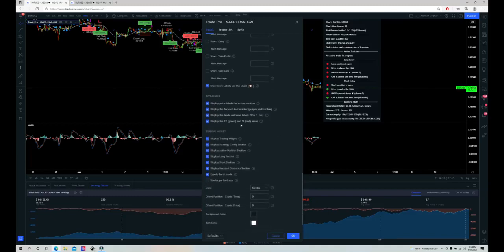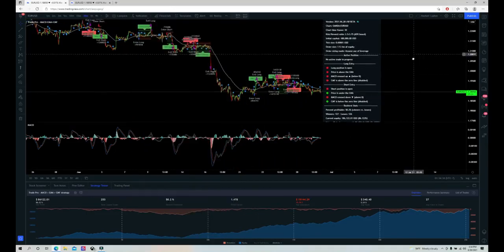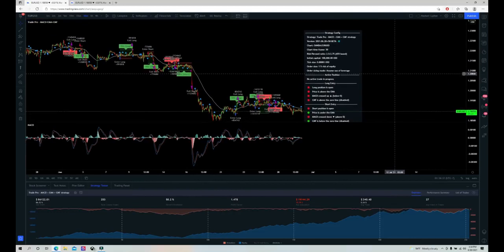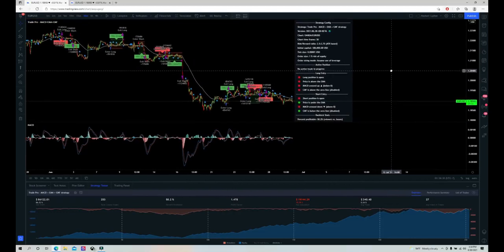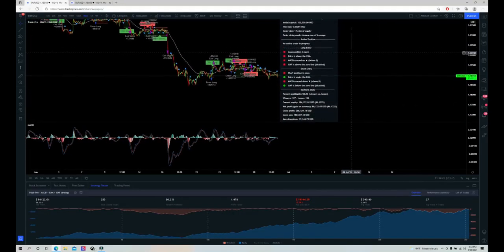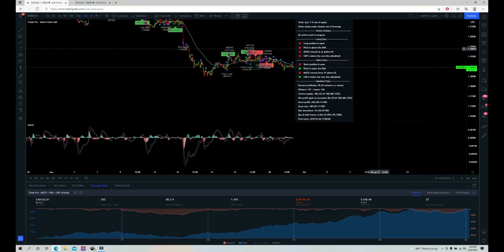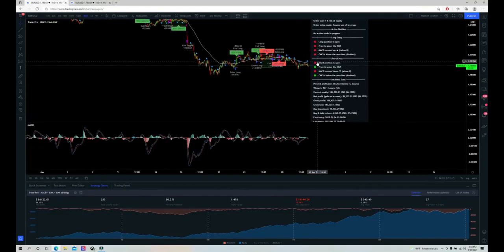Now we just have some appearance things, and we have the trading widget itself, which is what you see here on the screen, where it's just going to tell you the different things that you have set for the different settings. It's going to tell you for a long entry what conditions are being met at that current time, or for a short entry what conditions are currently being met at that time. So you can see either price is under the EMA, it will be a green dot, which right now price is under the EMA, so it's a green dot.